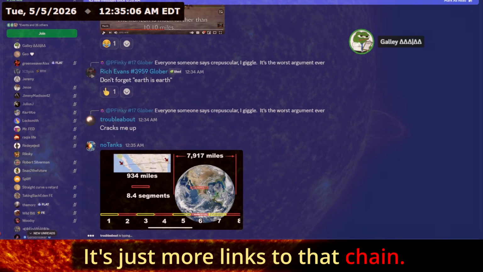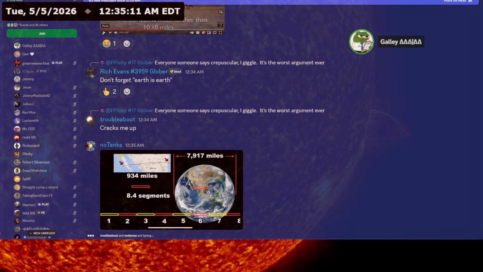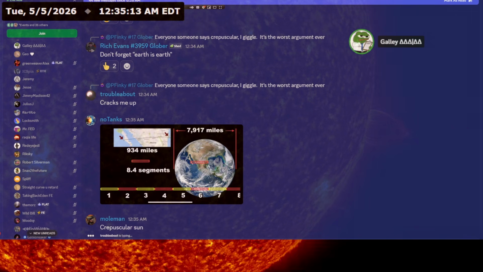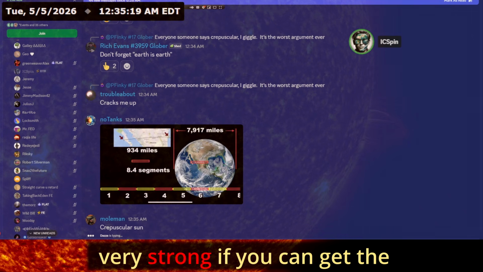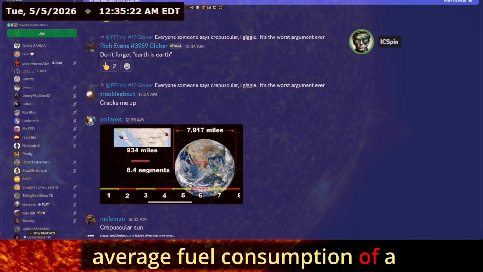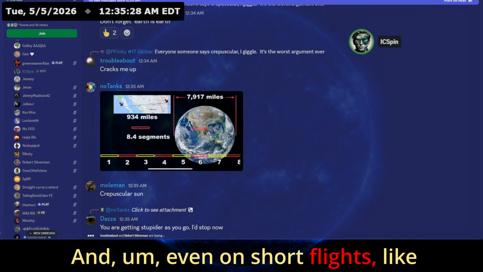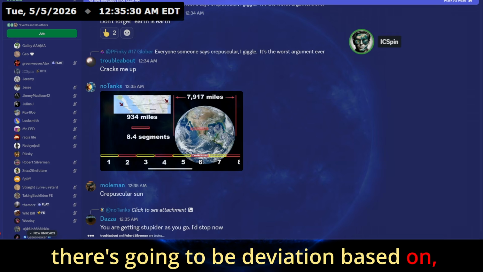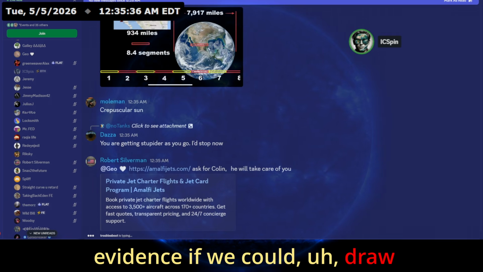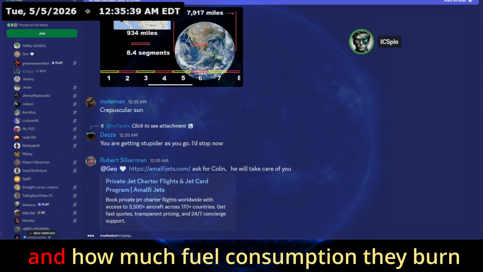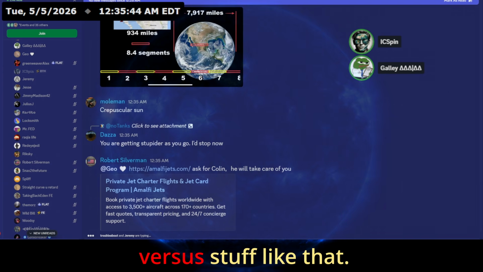It's just more links to that chain. Like, here's more compositional evidence that this is the case. It strengthens up the economic plane argument. Yeah, that's a good point. I think the fuel consumption could be very strong if you can get the average fuel consumption of a particular type of airplane. Even on short flights there's going to be deviation based on how high they go, et cetera. But I think that would be really strong evidence if we could draw conclusions based on where they're flying and how much fuel they burn flying this route versus a similar route.